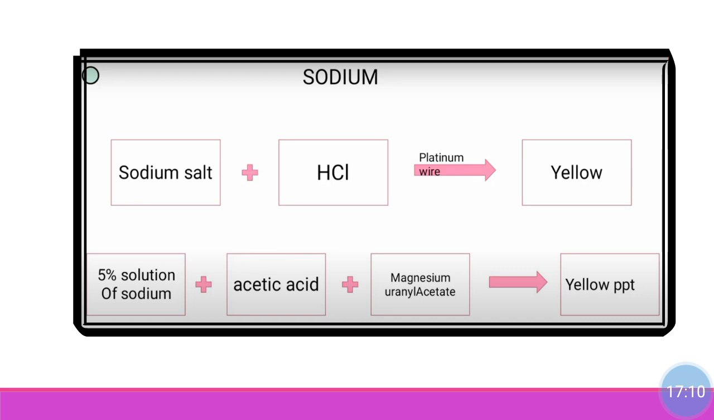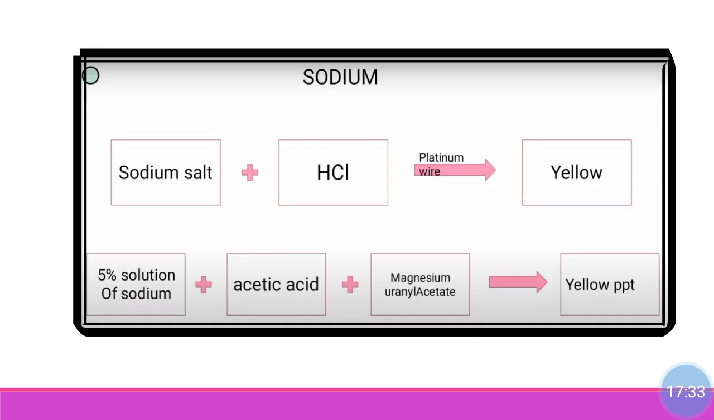First test is with HCl through a platinum wire, then there will be a formation of yellow color. Then when it reacts with acetic acid and magnesium uranyl acetate, there will be a formation of yellow precipitate of sodium.